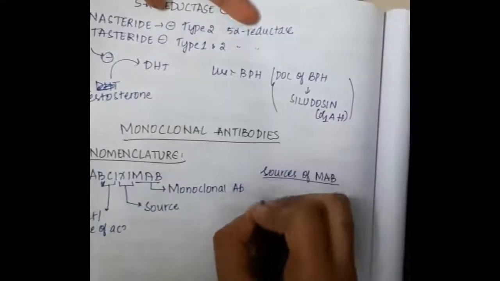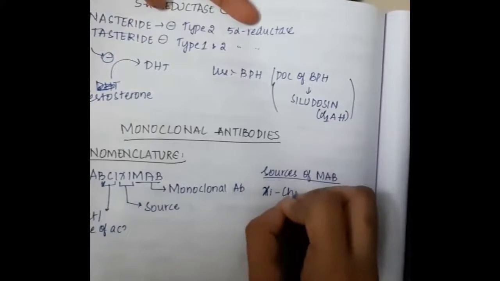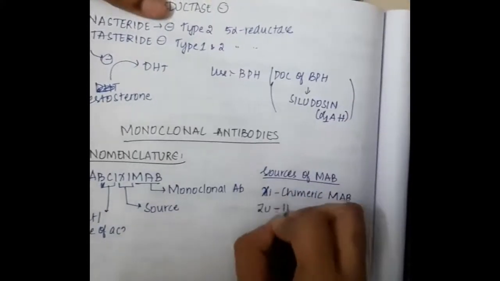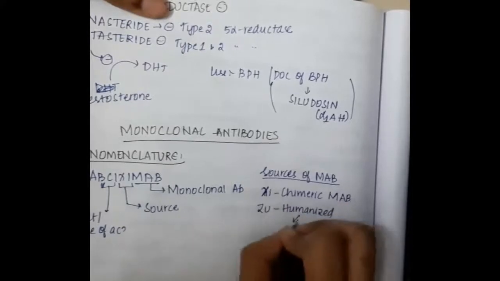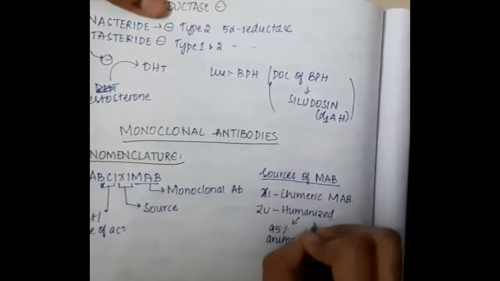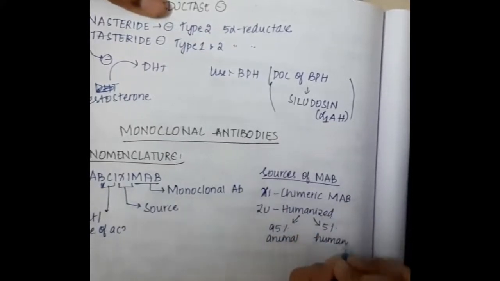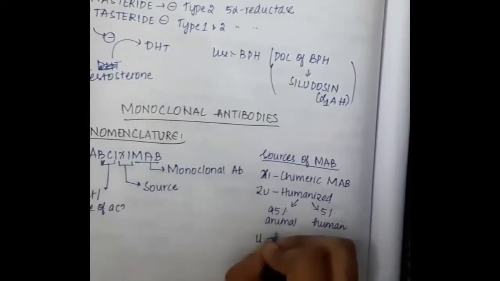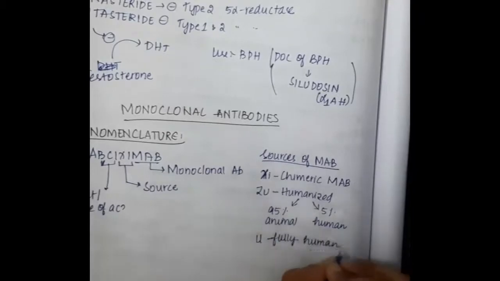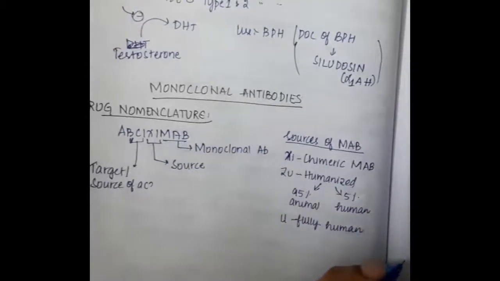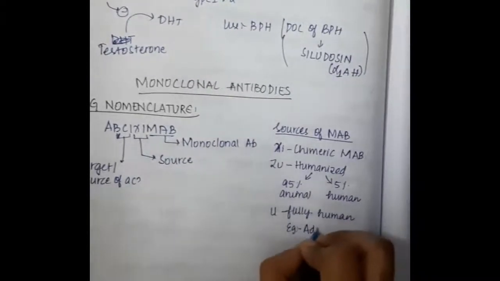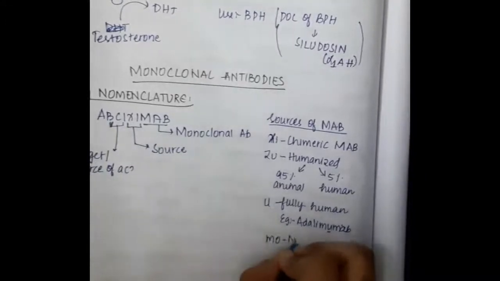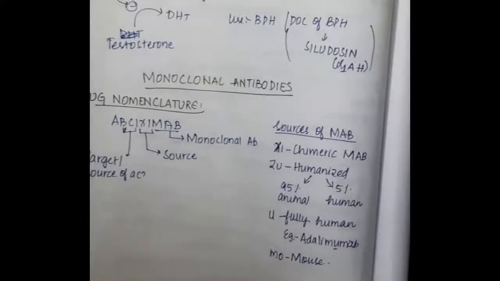So the source of the monoclonal antibody is: xi for chimeric monoclonal antibody, zu for humanized, which is 95% human and 5% animal. u is fully human, for example adalimumab is fully human. Then mo is mouse.